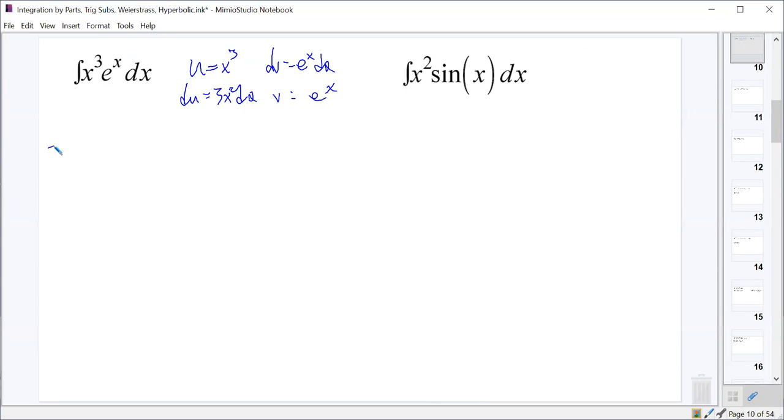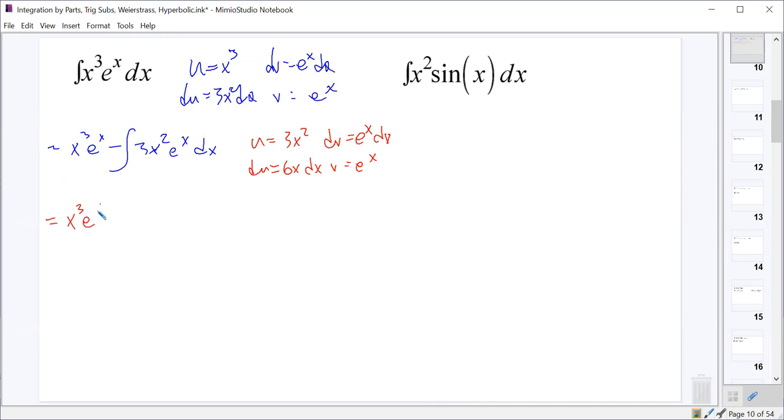Which ought to give us x cubed e to the x minus the integral of 3x squared e to the x dx. And what should we do with that? We should integrate by parts, where u is 3x squared and dv is e to the x dx. So du is 6x dx and v is e to the x. Minus our entire, this time, uv minus the integral of v du.